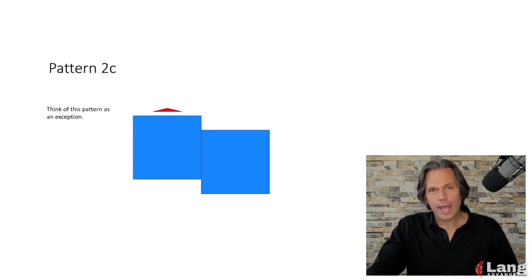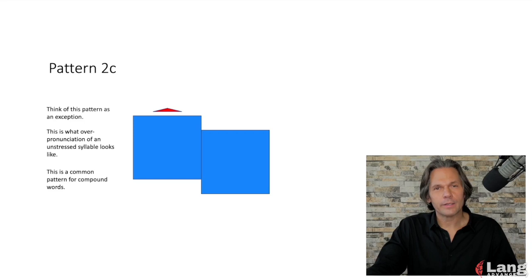Think of this pattern as an exception. And as I talked about a minute ago, this is a good example of what overpronunciation of an unstressed syllable would look like. And finally, this is a common pattern for compound words. And there are many compound words, so it's important that we know this. And that's what we're going to focus on now.